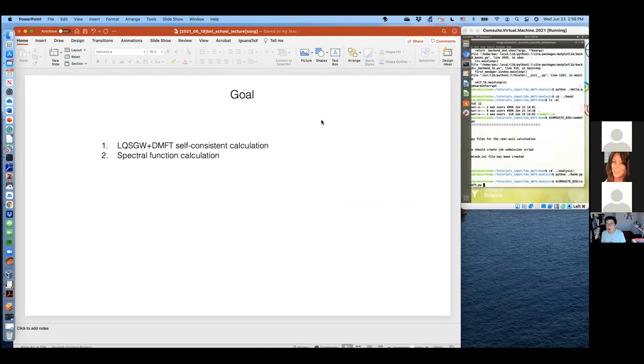Okay, so the goal in this case is that we will first run the qsGW+DMFT self-consistent calculation. And then, instead of the band structure, we will calculate the spectral function.